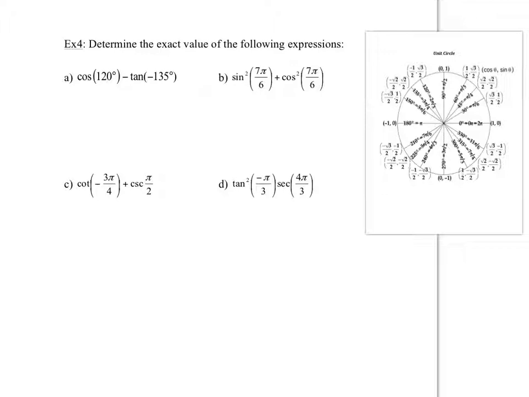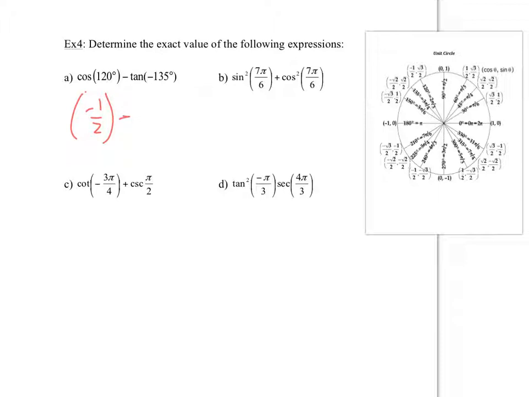So cos of 120. So 120 is over here, which means cos is the x value. So we have negative 1/2. So this is right here, negative 1/2. I'm going to put it in brackets so that we don't mess up any negatives. So we have subtraction between the two.